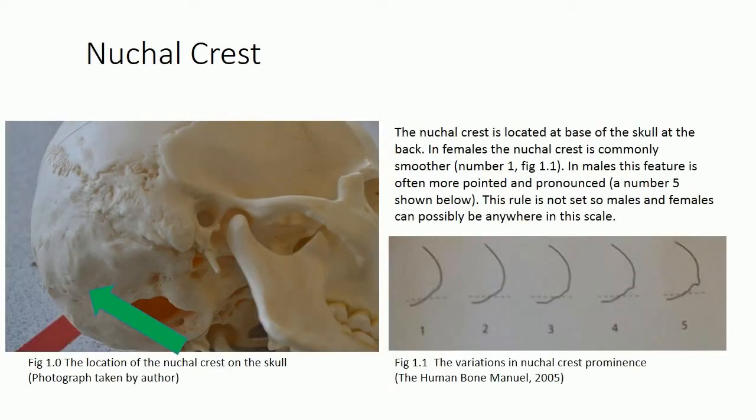Nuchal crest. The nuchal crest is located at the base of the skull at the back. In females the nuchal crest is commonly smoother, number 1, figure 1.1. In males this feature is often more pointed and pronounced, a number 5 shown below. This rule is not set, so males and females can possibly be anywhere on this scale.